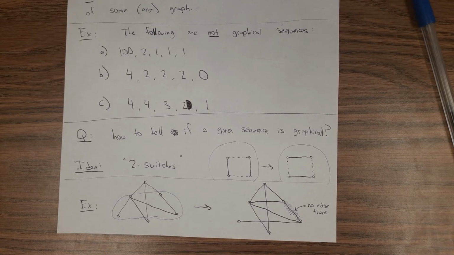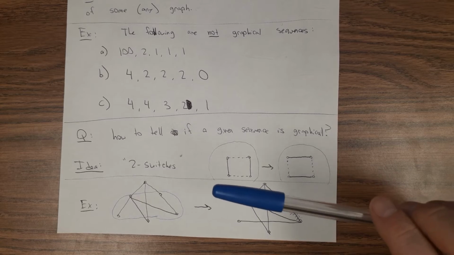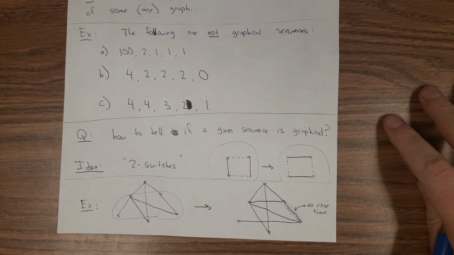And why are we talking about two-switches in the context of degree sequences? Well, it's because if you apply this operation, the new graph has the same degree sequence as the old graph.